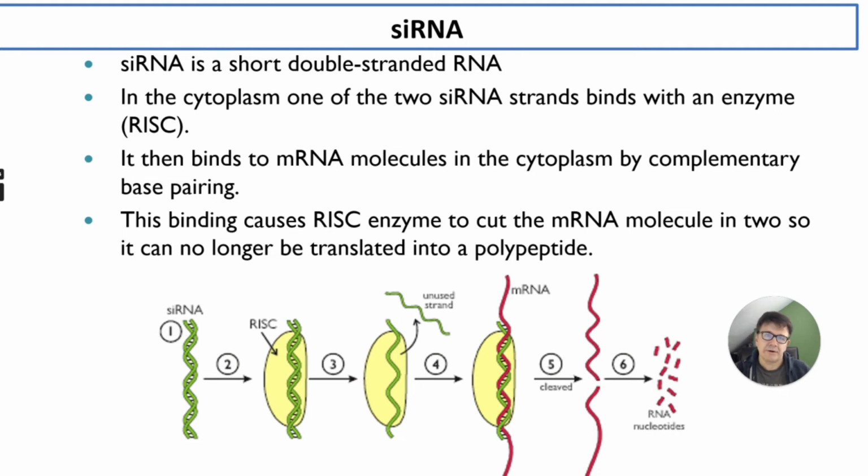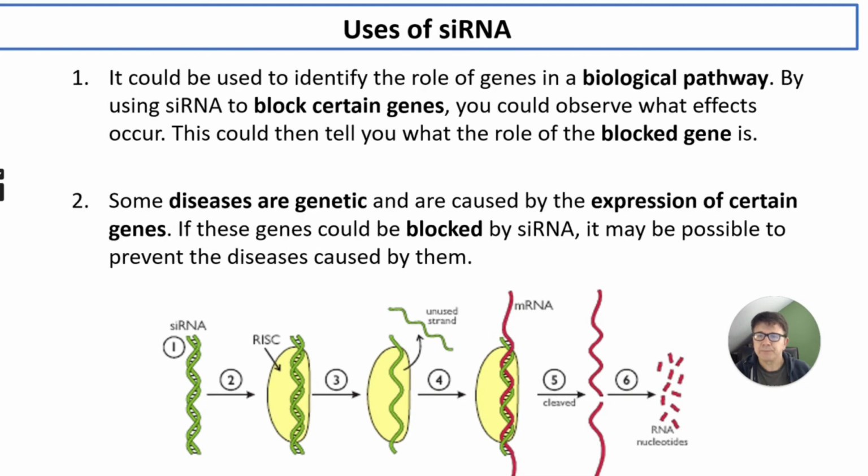So that's siRNA, and it's used in research to work out how particular genes work and understand how different proteins might relate to one another. So as it says here, you can identify the role of genes in a biological pathway. You could block certain genes, so you could observe what effects occur. So this could then tell you what the role of the blocked gene is. Some diseases are genetic and can be caused by the expression of certain genes, so it may be possible to prevent the disease being caused by them.